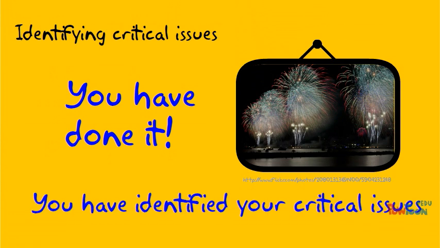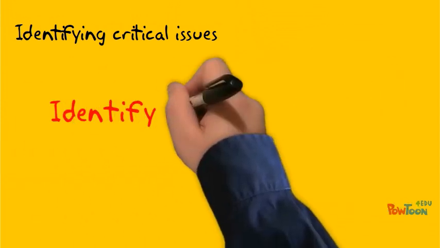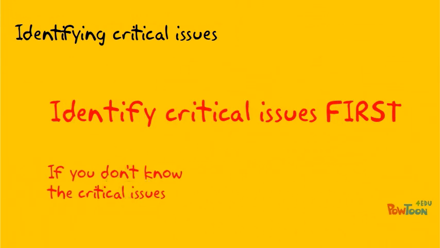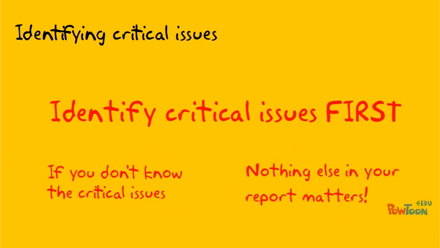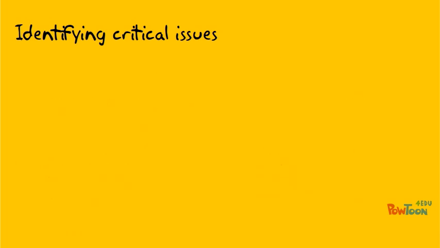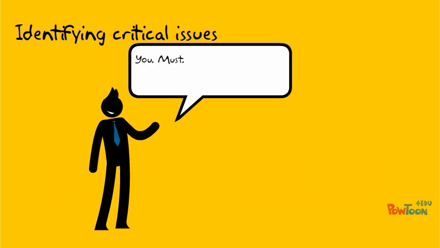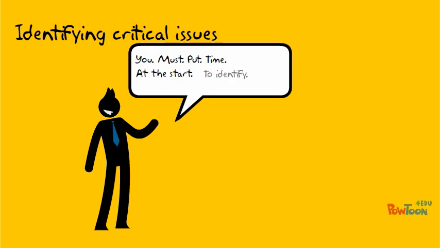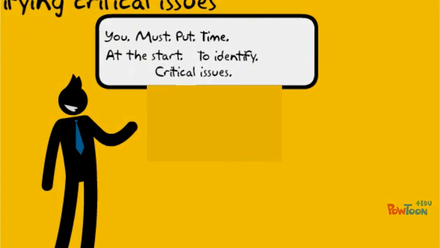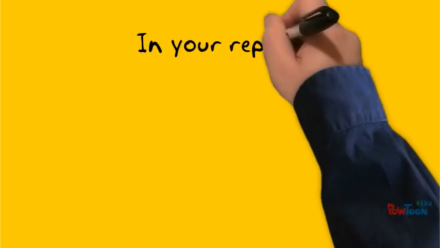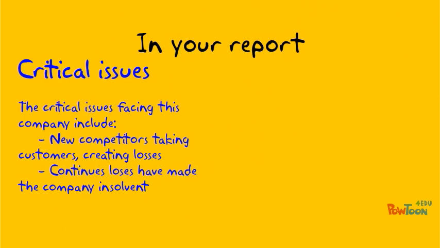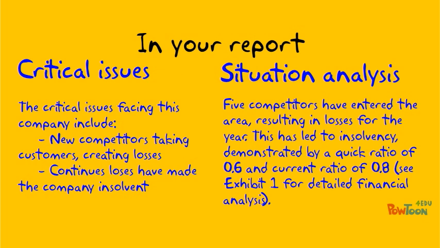It is a lot of work, but it is essential that you do this first. If you don't know what the critical issues are, nothing else in your report matters. Everything else in your report will now focus on these critical issues. The job of your report is to fix these critical issues, to resolve them. You must put time at the start to identify critical issues. In your report, you list the critical issues you identify just as bullet points. In your situation analysis, you present your work that led you to the conclusion they were indeed the critical issues.